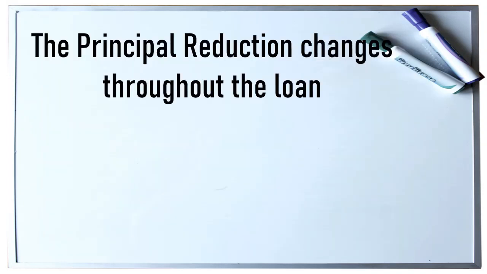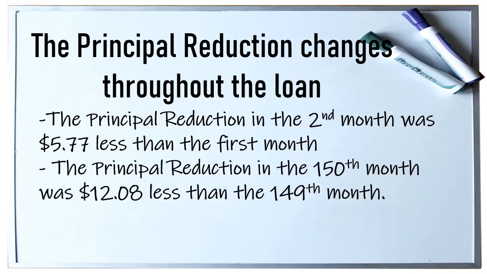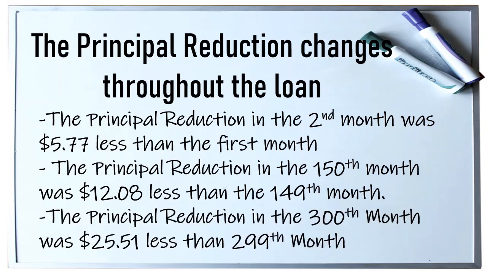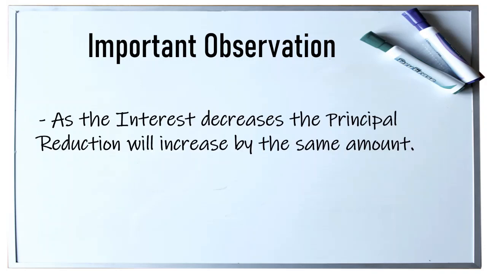The principal reduction in the second month was $5.77 less than the first month. If we go to the middle, it was $12.08. The principal reduction at the end was $25.51. All these dollar figures are the exact same as what we found with the interest. So just highlighting that again: as the interest decreases, the principal reduction will increase by the same amount.